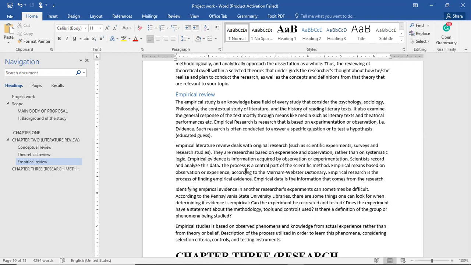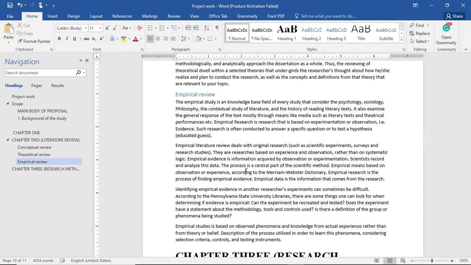The empirical review can also look at studies in, let's say, the developed world and then studies in the developing world. The empirical review looks at studies across the whole world, but in categories. So as I say, this side of the research examines the general response of the text, mostly through means like media, such as literary text and theatrical performance, and so on. The empirical review is based on experimentation and observation. That is evidence. Without evidence, the empirical review is hollow.